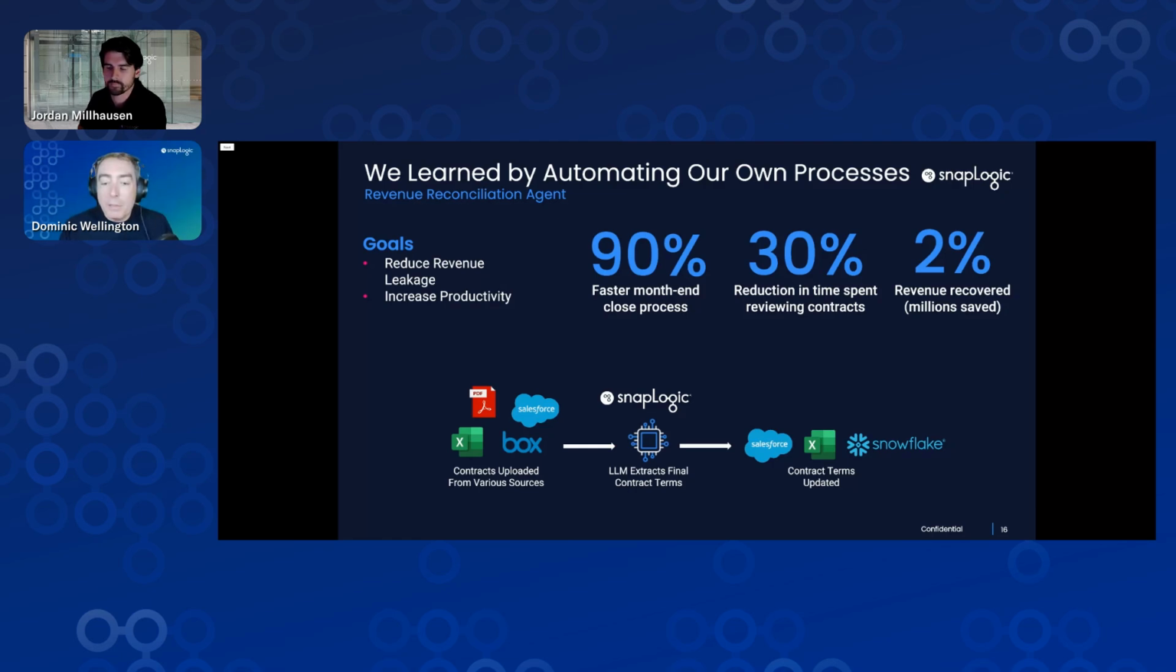And we realized that we were actually losing revenue in that process. There was money getting lost in the cracks, which is never a good idea. So we were able to very quickly build something using SnapLogic technology, drinking our own champagne, that accelerated that month-end close process by over 90%, reduced the time spent reviewing contracts by over 30%, and recovered a couple of $1 million in revenue, which is not nothing. So pretty good considering this was literally 2 people on a half-time afternoon project.